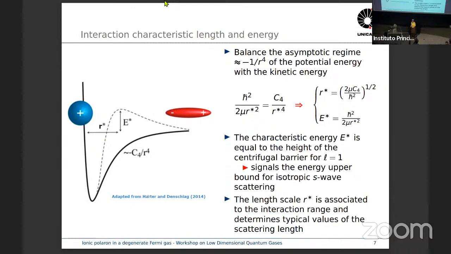To get these values, balance the asymptotic regime of the potential energy and the kinetic energy. And then you get this R star, which is the length scale. It's associated to the interaction range and determines typical values of the scattering length. On the other hand, we have the energy scale, which is the height of this centrifugal barrier for L equals 1. This is the maximum energy where we have just S-wave scattering.